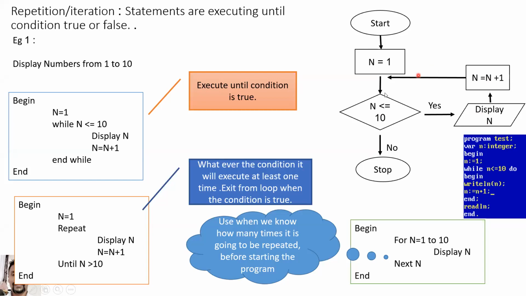Like that it goes up to 10 as well, because 10 is not less than but it is equal to 10. Then it displays 10 also, then n becomes 11. When it becomes 11, the condition is not true, so it will exit from the loop. This is the flow chart. I think you can understand the flow chart better. But that same thing we can represent in other ways.